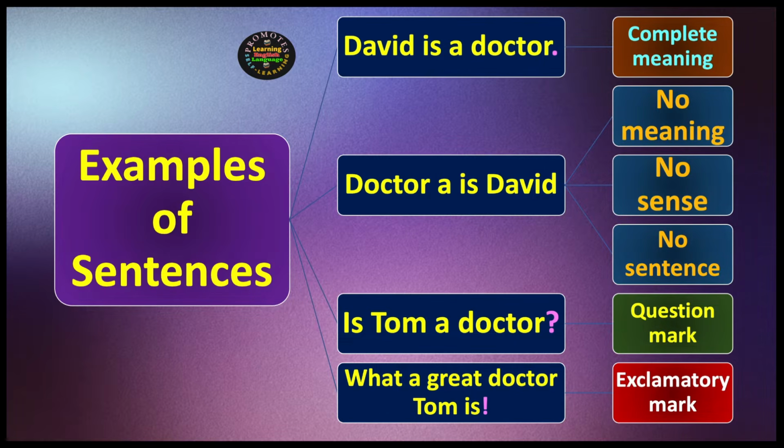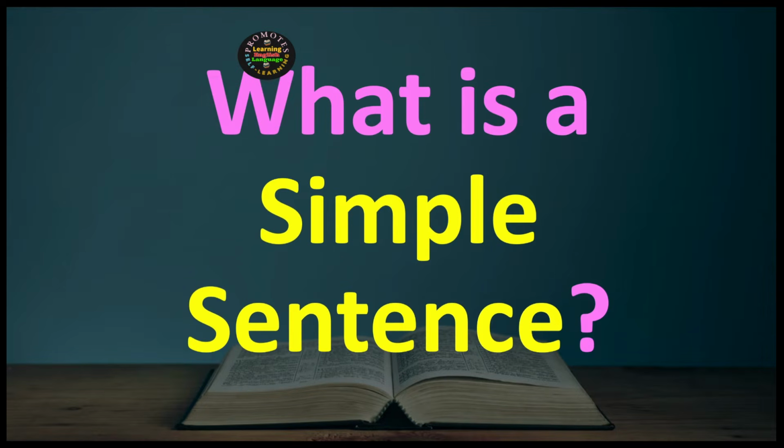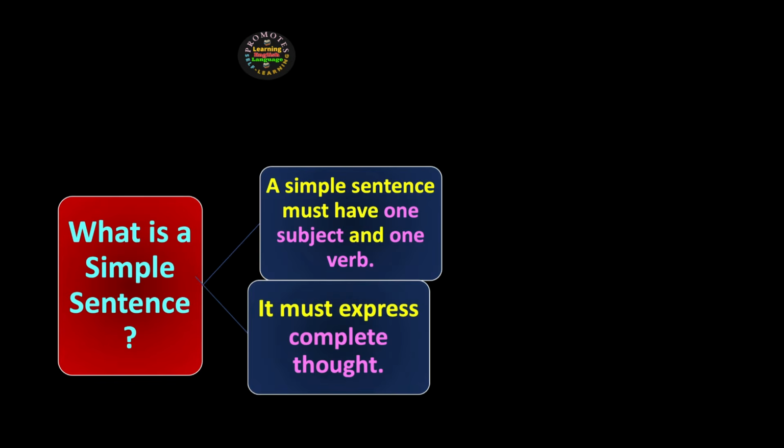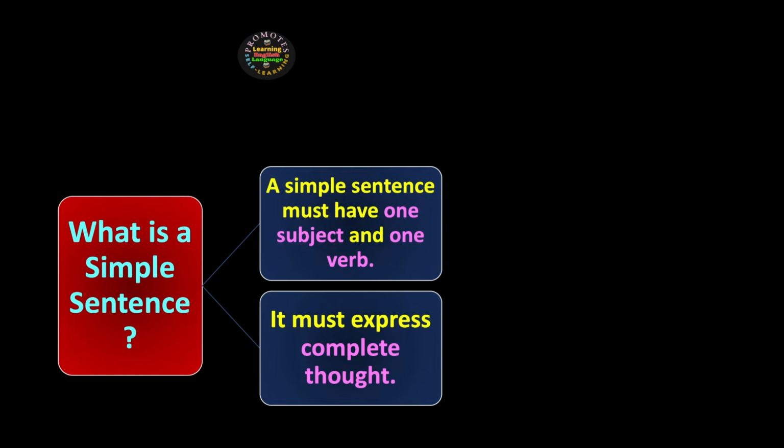Okay, now we move on to the next step. That is to say, what is a simple sentence? Let's talk about this. What is a simple sentence? A simple sentence must have one subject and one verb. We have some more ideas, and it must express a complete thought.